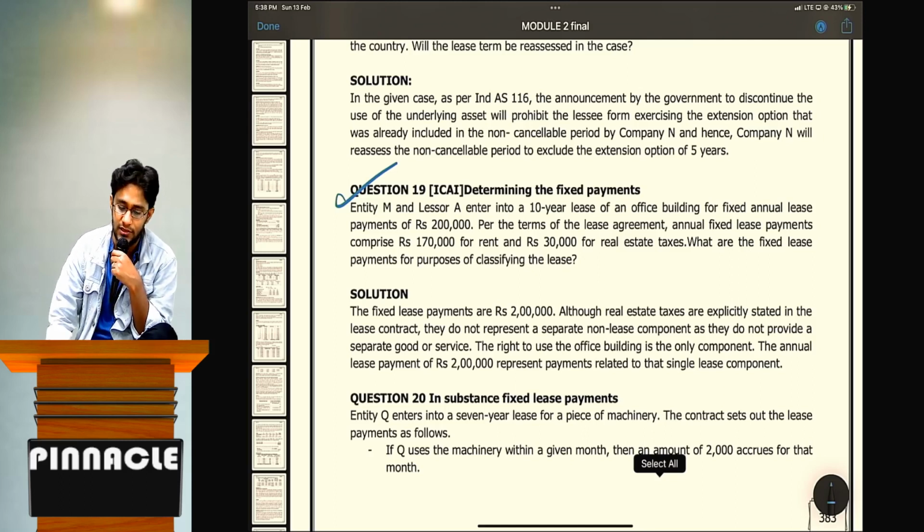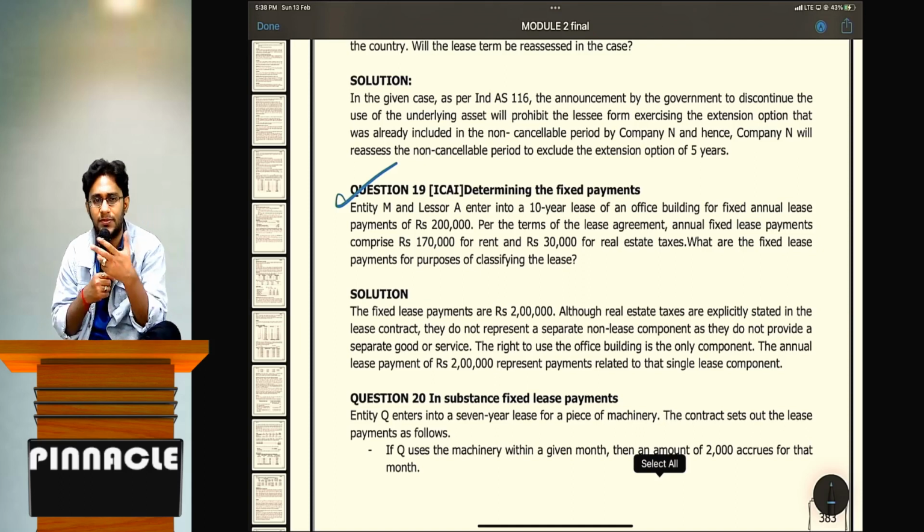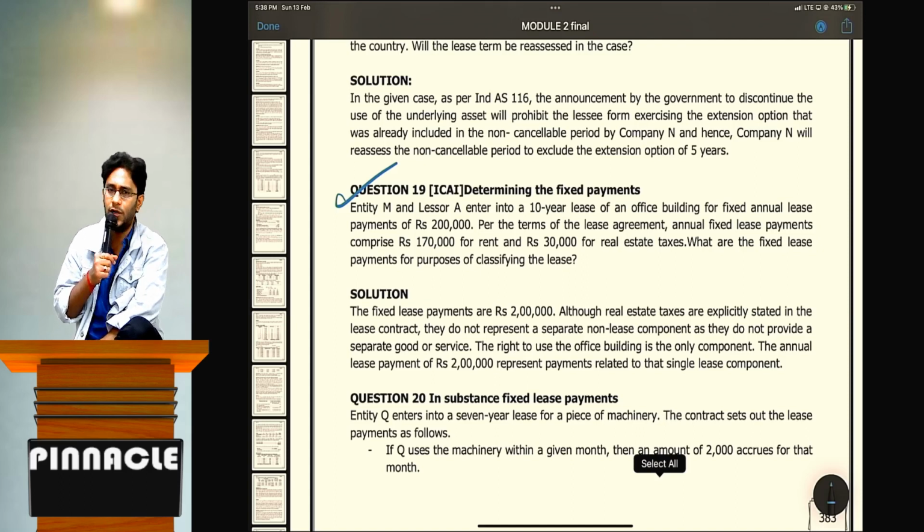Sir, there is a 10-year lease of a building. Every year I have to pay 2 lakhs. Out of the 2 lakhs, 1,70,000 is rent it seems. 30,000 is reimbursement of property taxes it seems. What is your lease payment? And he is asking, 2 lakhs or 1,70,000? 2 lakhs. 30,000 is part of the contract only.